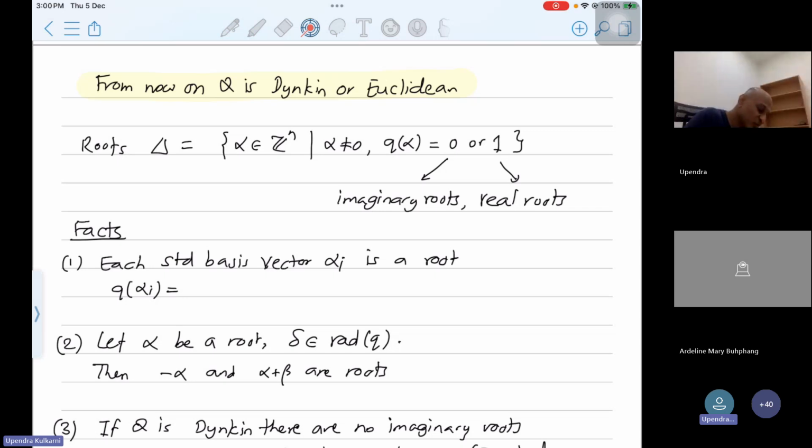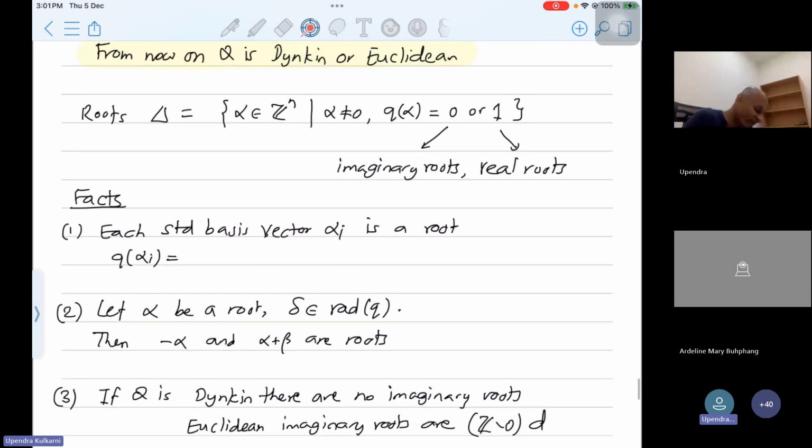So what is a root? My diagram is Dynkin or Euclidean. I simply take those integer vectors such that the form is either 0 or 1, so it's less than or equal to 1. Remember, the form is an integer-valued formula. If the value of the form is 1, I call it a real root. Otherwise, I call it an imaginary root. This imaginary case will go away soon, because it occurs only in the Euclidean situation, whereas our focus soon is going to be on the Dynkin case.